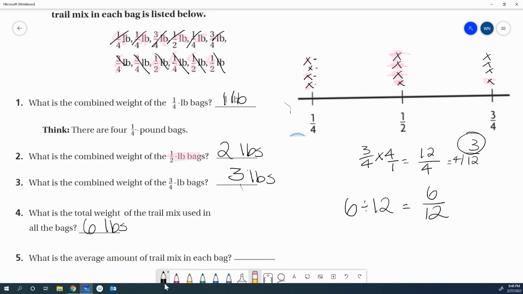So let's remind ourselves how we did that. The average is saying if we put all of the trail mix back in the original big bag and redistributed it all evenly, so all the bags were exactly the same, instead of having quarter and half and 3/4 pound bags, all of the bags would have 6/12 of a pound. And we can simplify that by dividing by 6, and we'll get 1/2. So if all the bags were equal with the same amount of trail mix, 6 pounds divided between 12 bags, each bag would be 1/2 of a pound.